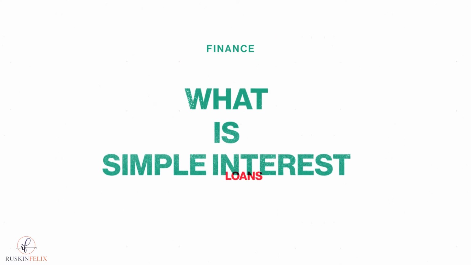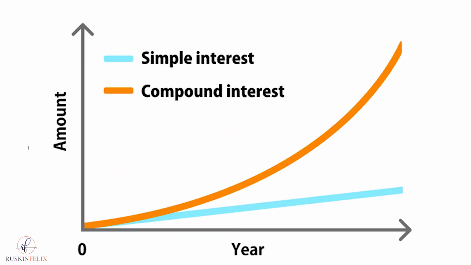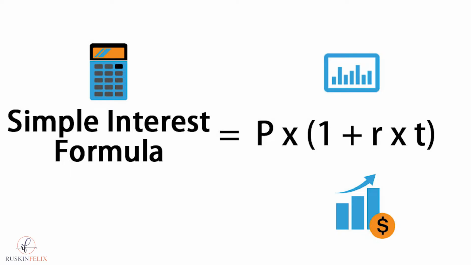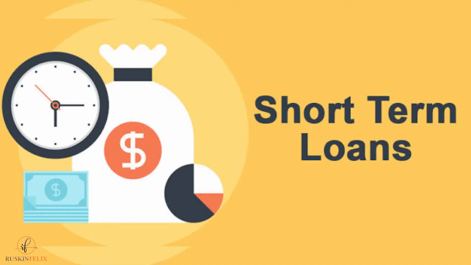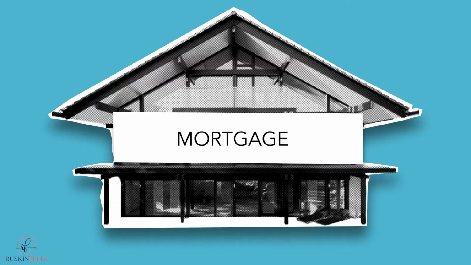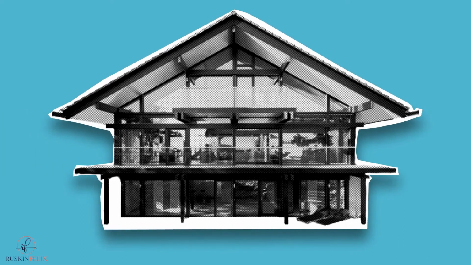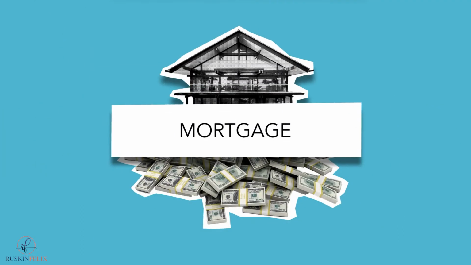What is simple interest? Simple interest is a quick and easy way to calculate a loan's interest charge. Simple interest is calculated by multiplying the daily interest rate by the principal multiplied by the number of days between payments. This type of interest is typically applied to auto loans or short-term loans, though it is used in some mortgages. In today's video, we're talking about simple interest and how to calculate it. So, let's start with it.